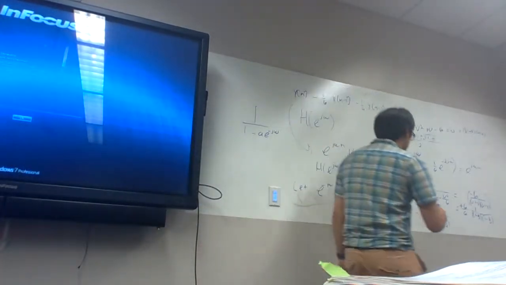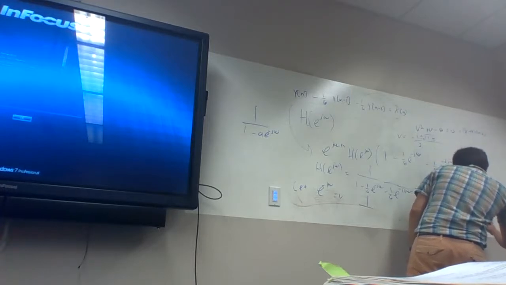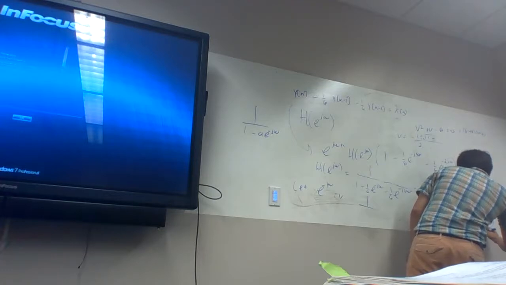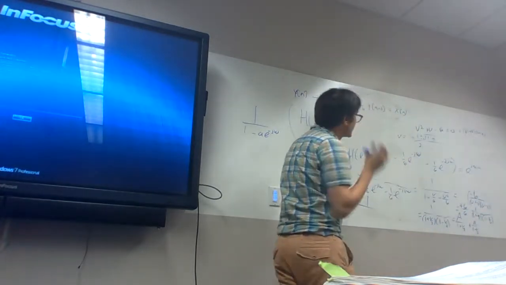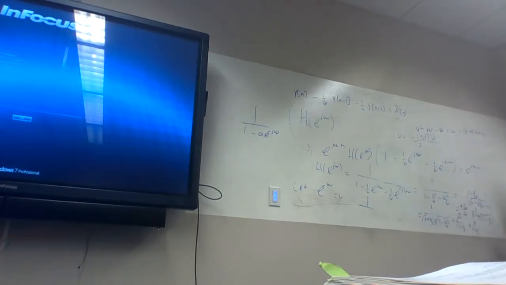And then we'll do partial fraction expansions on this, which gives A over 1 plus v over 3 plus B over 1 minus v over 2. Once we've done that partial fraction expansion, which I'll do later, we're going to see that our h of n has the form A times negative 1/3 to the n u of n plus B times 1/2 to the n u of n.